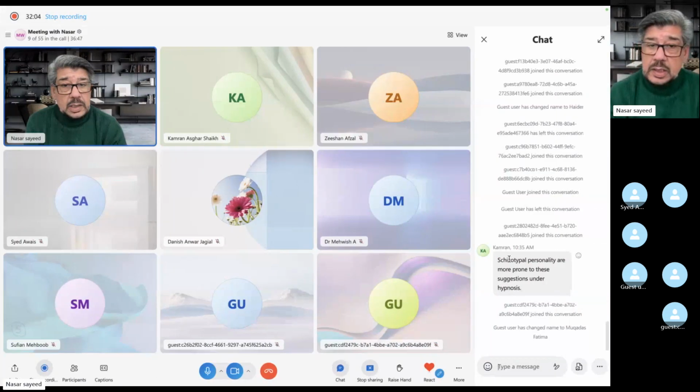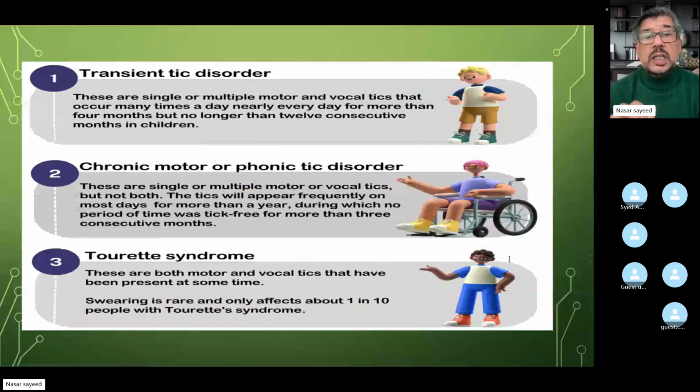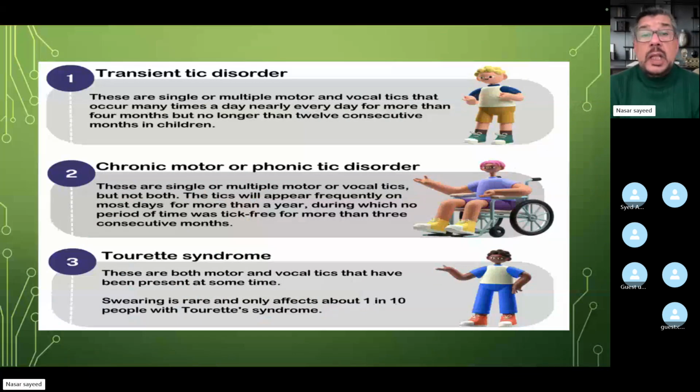Now, some other terms that need to be elaborated along with conversion. Of course, they are not conversion, but along with conversion, like transient tic disorder. These are single or multiple motor or vocal tics that occur many times a day, nearly every day for more than 4 months, but no longer than 12 consecutive months, in children. These are transient tic disorder.